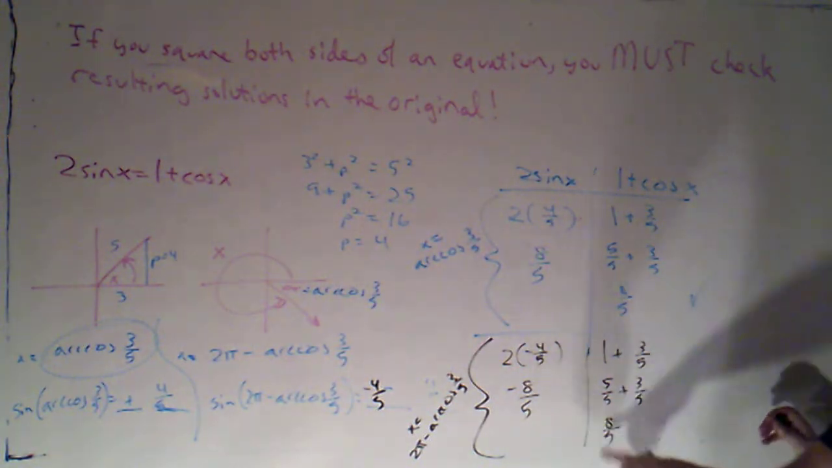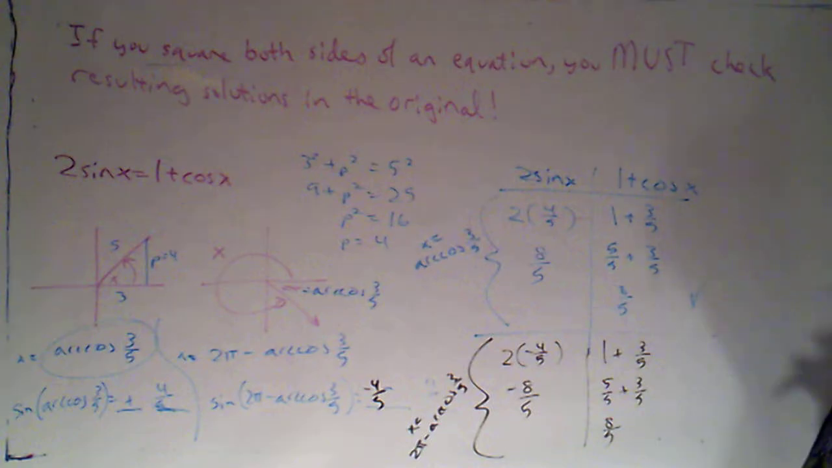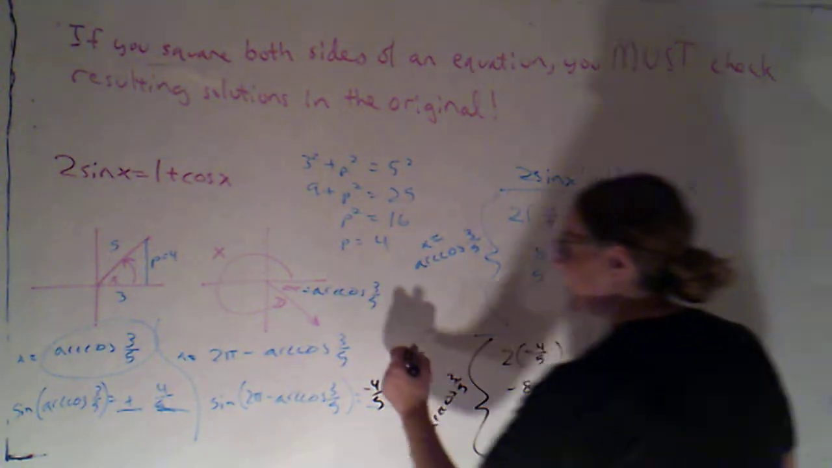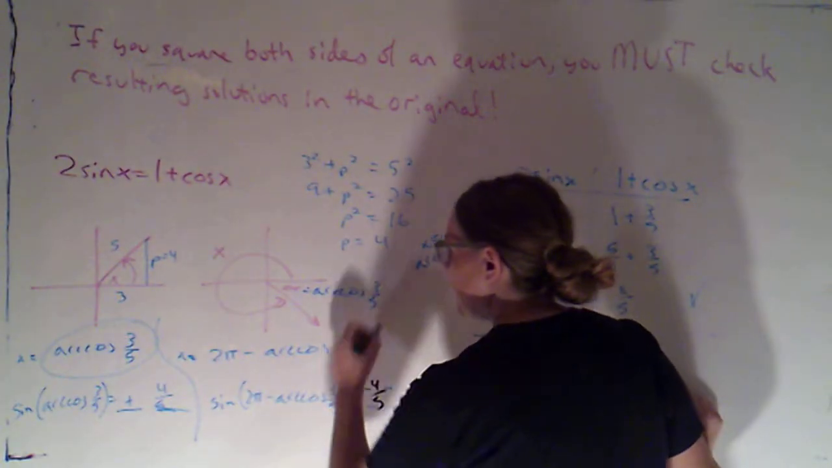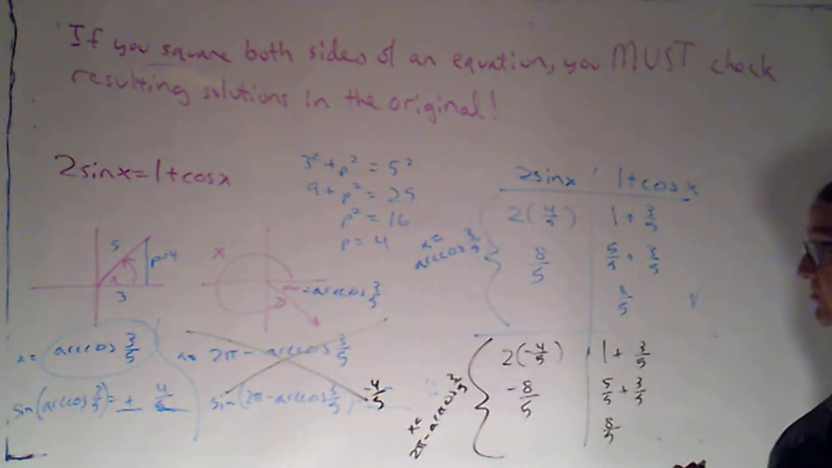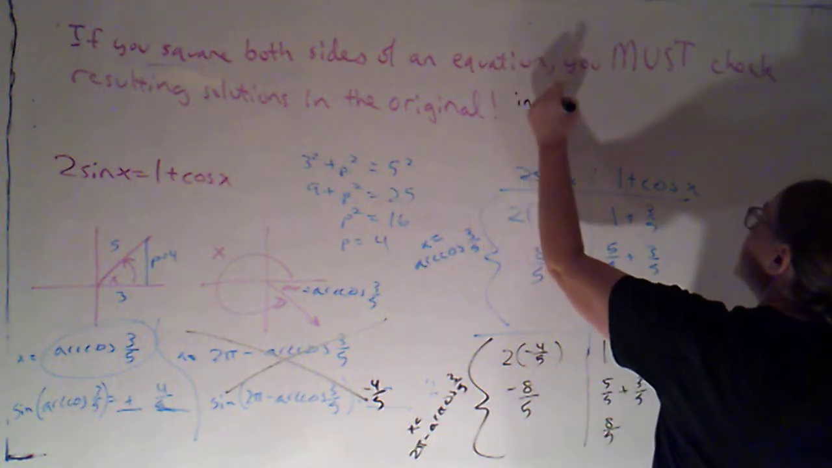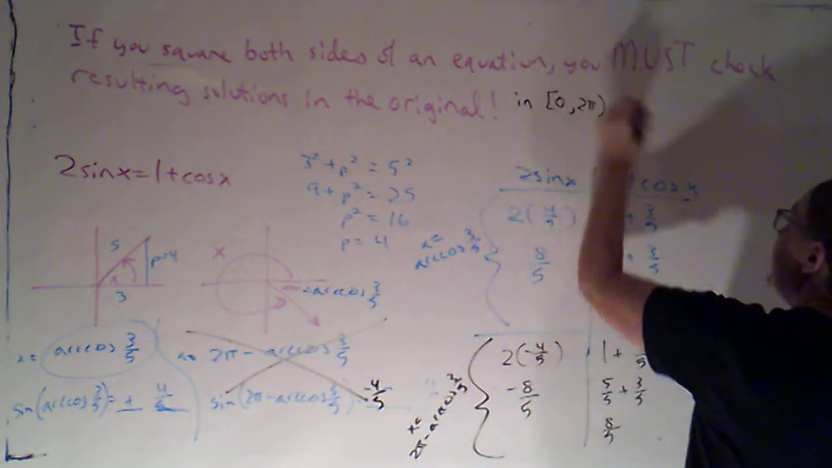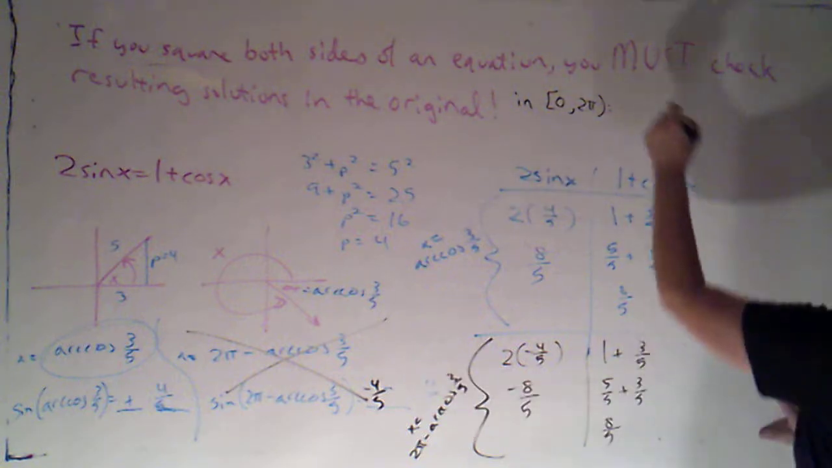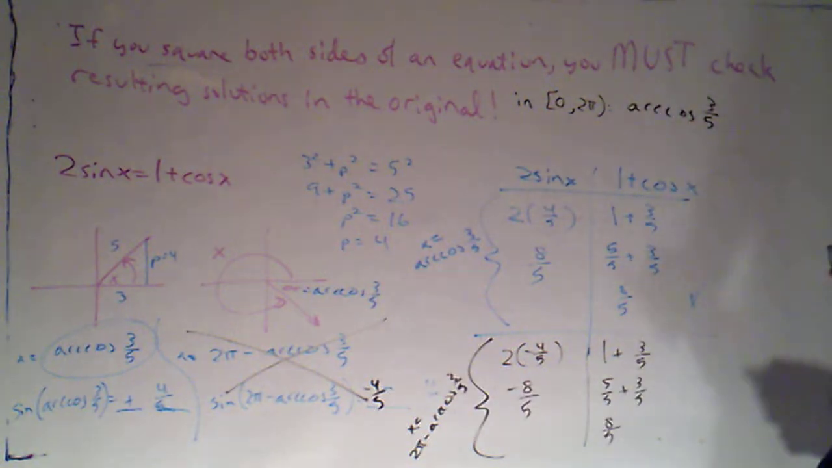Remember I said the problem was that when we square both sides, we lose information about the signs of things? Well, if I squared both of these, they would be the same. But they're not the same. So this is not an answer. It's what we call an extraneous solution. So if we're looking for solutions between 0 and 2 pi, so far we found one. We found arc cosine of 3/5.